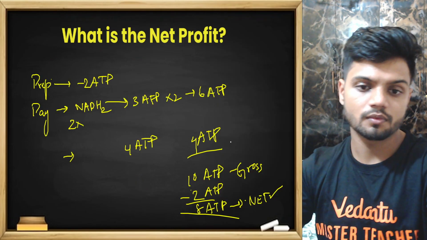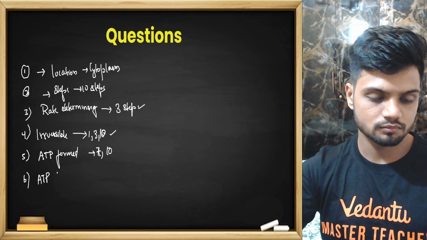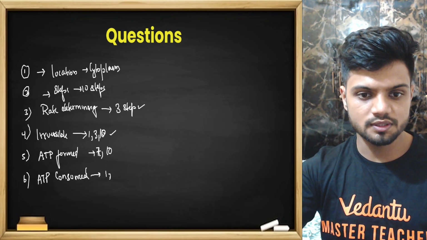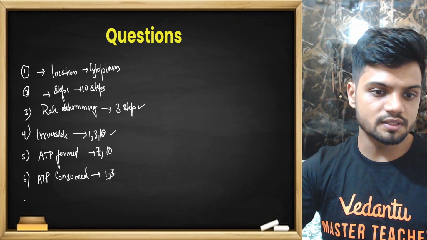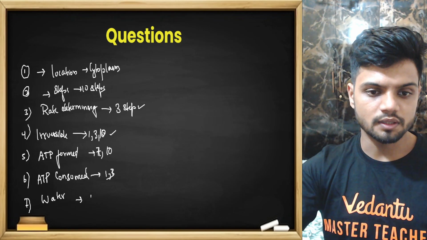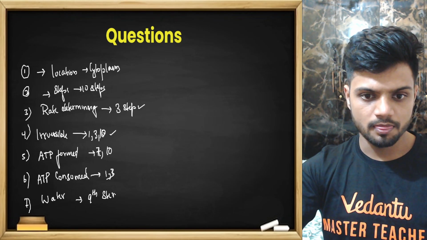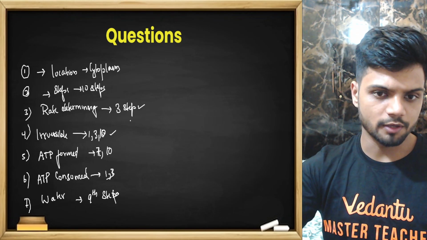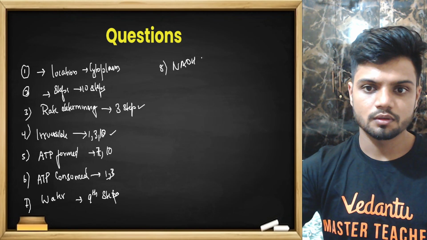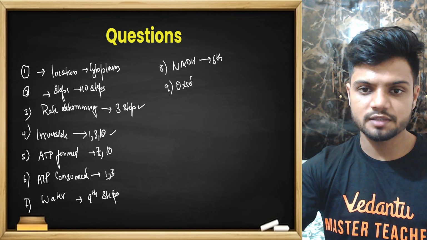In which step ATP is consumed? In the first and third. In which step water is produced? 9th step, 2-phosphoglycerate to phosphoenol pyruvate. In which step NADH is produced? 6th step. They can also ask you in which step oxidation takes place.